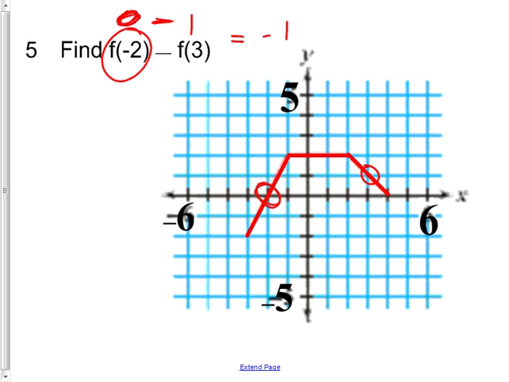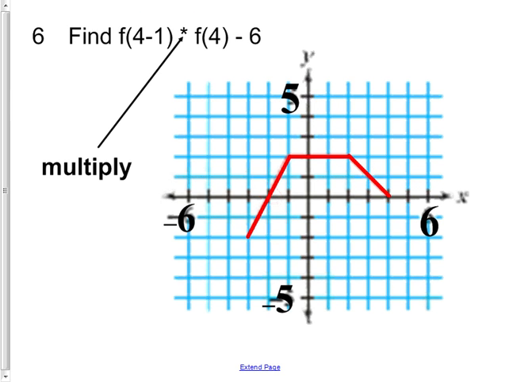Good. Moving on. Here's some function stuff that looks really complicated. Just do it in the right order, and it'll be easy peasy. All right, so here's how I'd start. 4 minus 1 is 3. F of 3, they told me x. X is 3. Look at that spot. If x is 3, what's y? 1. So that's a 1.